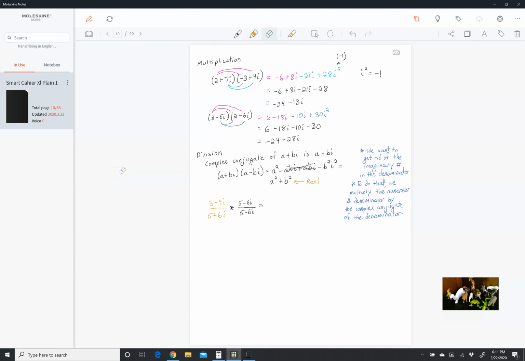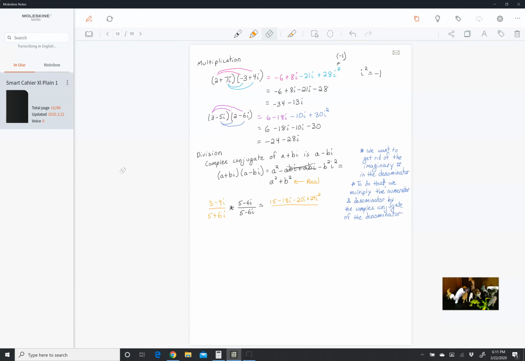Okay, 3 times 5 is 15. 3 times negative 6i is minus 18i. Negative 4i times 5 is negative 20i. And negative 4i times negative 6i is positive 24i squared.